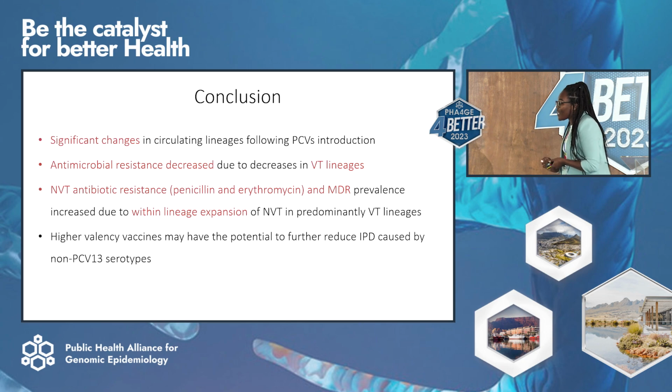So in conclusion, we observed significant changes in the circulating lineages in South Africa after the introduction of pneumococcal conjugate vaccines. And although antimicrobial resistance decreased overall, we saw that there were actually increases in antimicrobial resistance when you're just looking at the non-vaccine serotypes that are currently predominating now. And also, we are saying that higher valency vaccines may have the potential to further reduce IPD, but there's still room for more studies to evaluate how useful this could be.